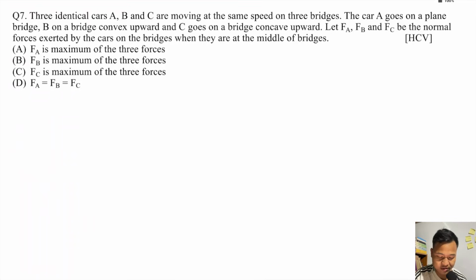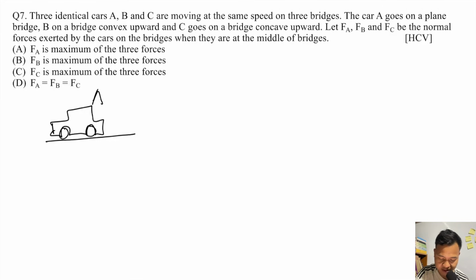So next question, 3 cars A, B, C are moving at the same speed on 3 bridges. Car A goes on a plain bridge. Okay, let's draw a car A here. So car A is going on a flat surface. Car B on a convex upward. Convex side is upward.